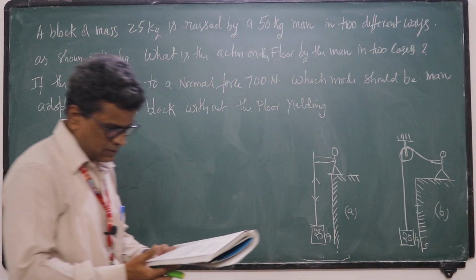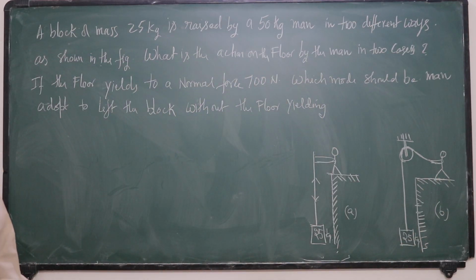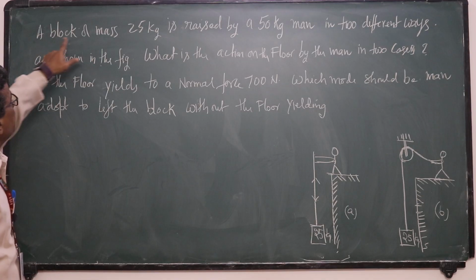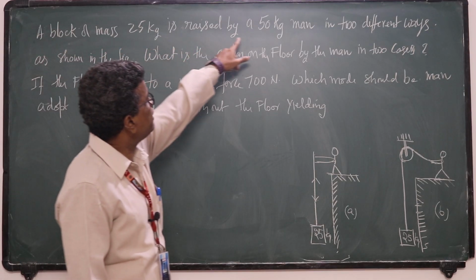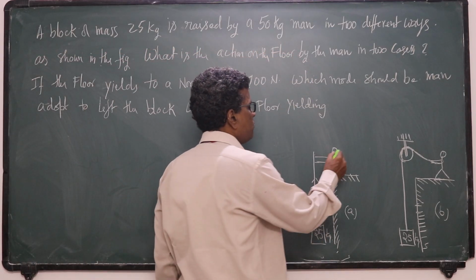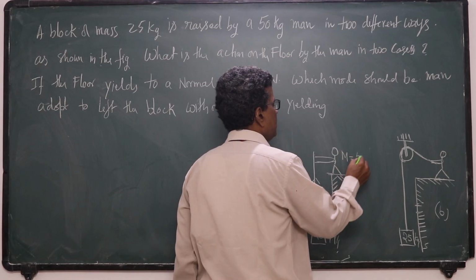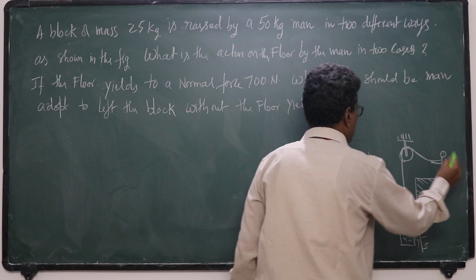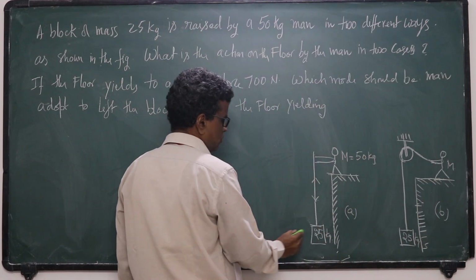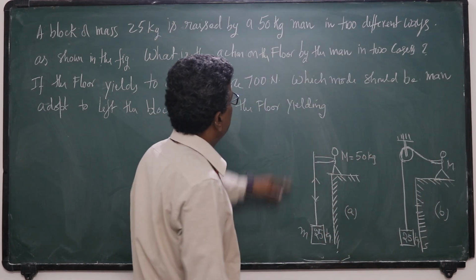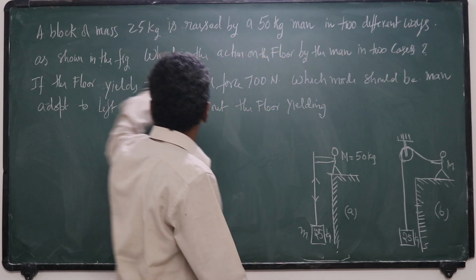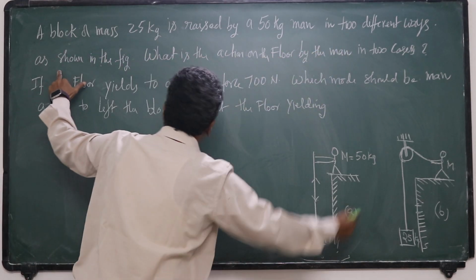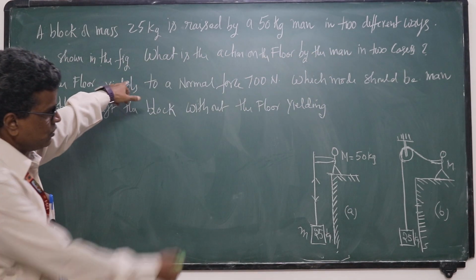Now the question is, now you check this one. Now you read the question and try to understand. Okay, so a block of mass 25 kg is raised by a 50 kg man. So mass of the man is, let it be 50 kg. Okay, here is also 50 kg. So this is small m, let it be 25 kg. In two different ways. This is the way one, that is way two, as shown in the figure.